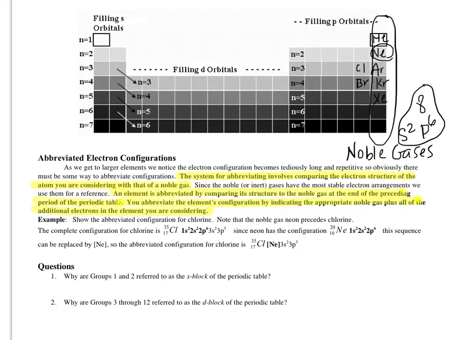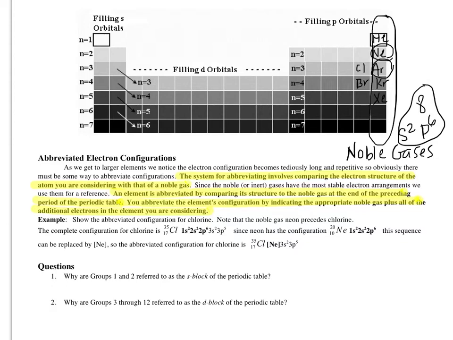Neon has an atomic number of 10. Okay, now you might think it was argon because argon is the closest to chlorine, but argon is element 18, so it actually comes after chlorine, so that doesn't work. You got to pick the one that comes before it.